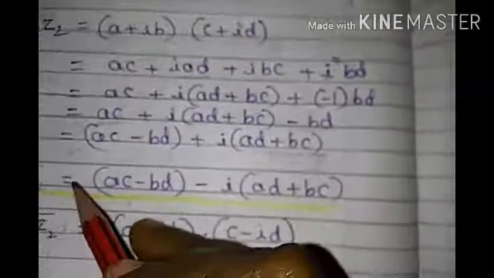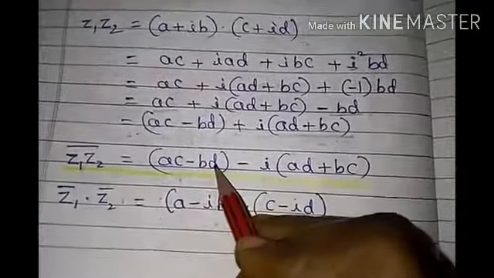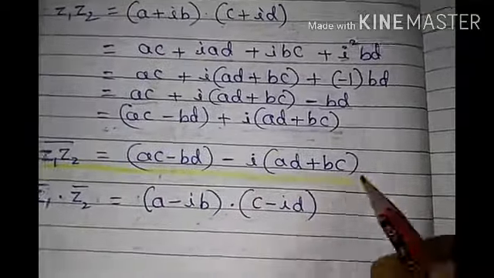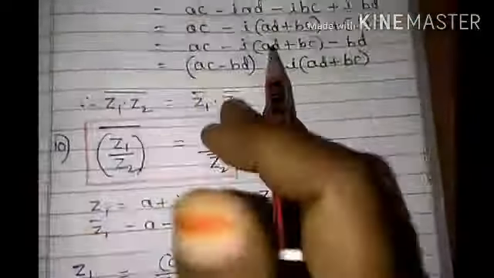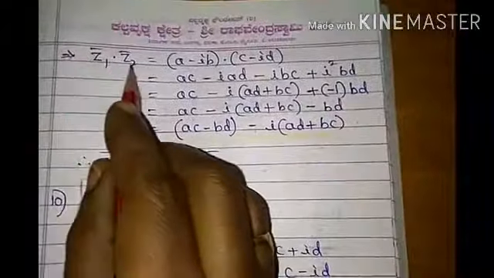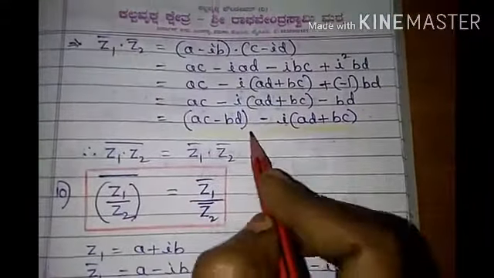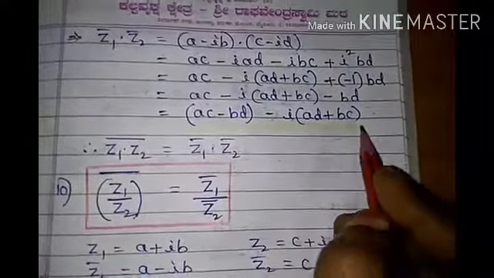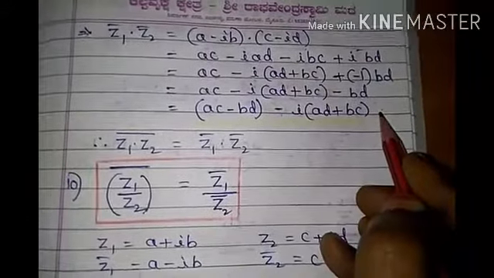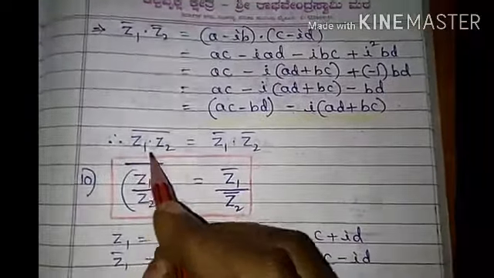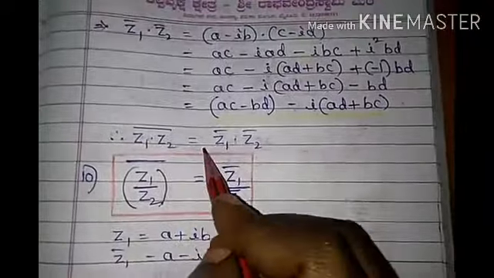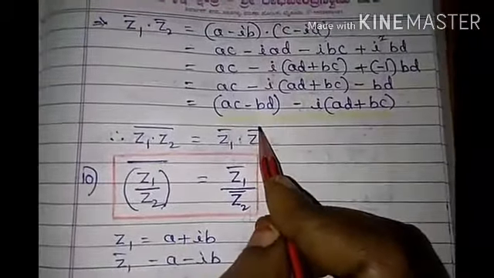Now observe the value of (Z1 Z2) whole conjugate, equal to AC minus BD minus i into (AD plus BC), and again Z1 conjugate into Z2 conjugate is AC minus BD minus i into (AD plus BC). Both the results are the same. So we can conclude that (Z1 into Z2) whole conjugate equals Z1 conjugate into Z2 conjugate.